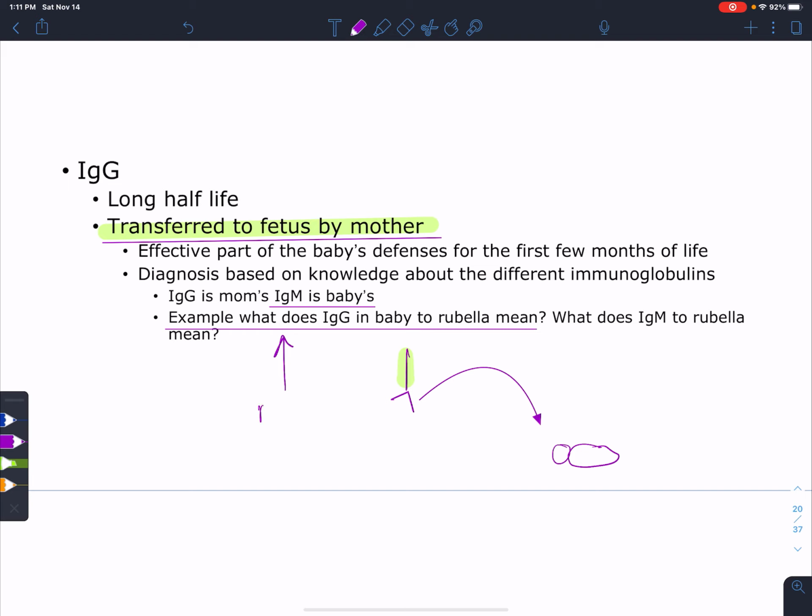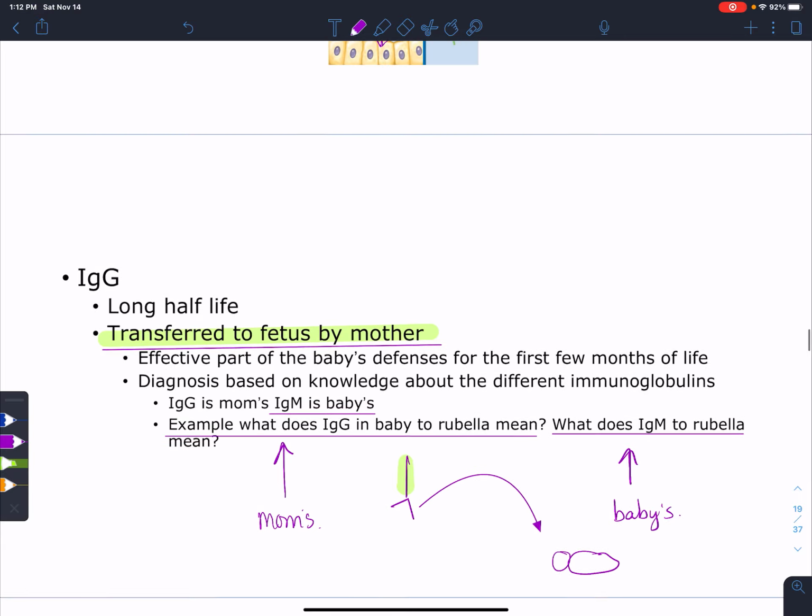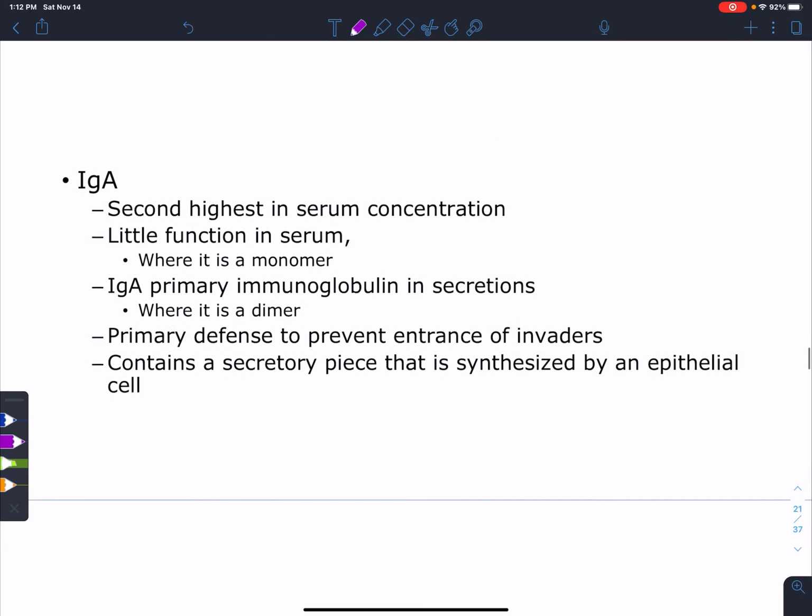Like that, it's mom's. And IgM to rubella, this is going to be the baby's. Okay, and we'll understand that more when we talk about the IgM shortly.